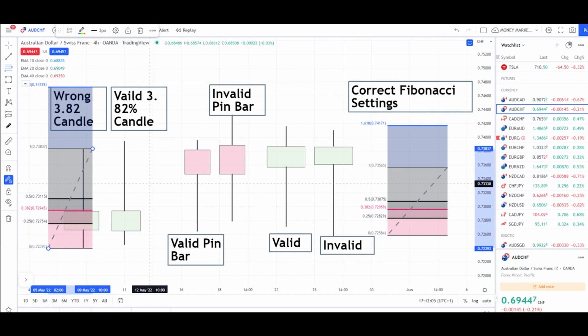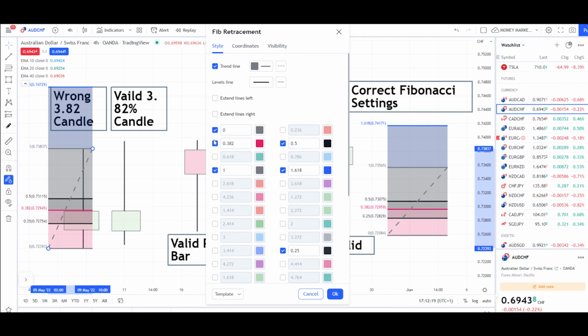So right here we have our Fibonacci tool, and let me show you the settings. You can copy the same settings on your charts as well. Just double click on any of the lines here, something like this. So these are the settings I have got on my Fibonacci tool, which we have a 0, our 382 candle, we have our 50% retracement, we have number 1 here, we have 1.618 retracement, and we have a 25% retracement.